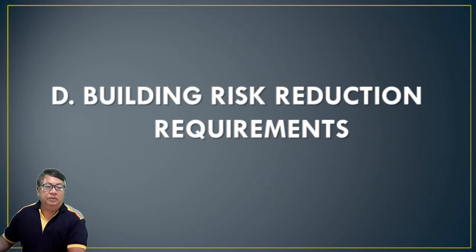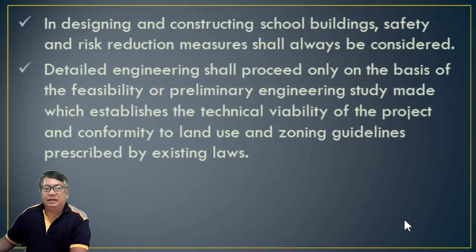So let's continue with the building risk reduction requirements. This is very important. We have to consider the safety of our students, not only the students, but the faculty, and the staff or personnel of our school. Okay, in designing and constructing school buildings, safety and risk reduction measures shall always be considered. Now, of course, if you cannot eliminate risk, then better try to think of the reduction of this risk.